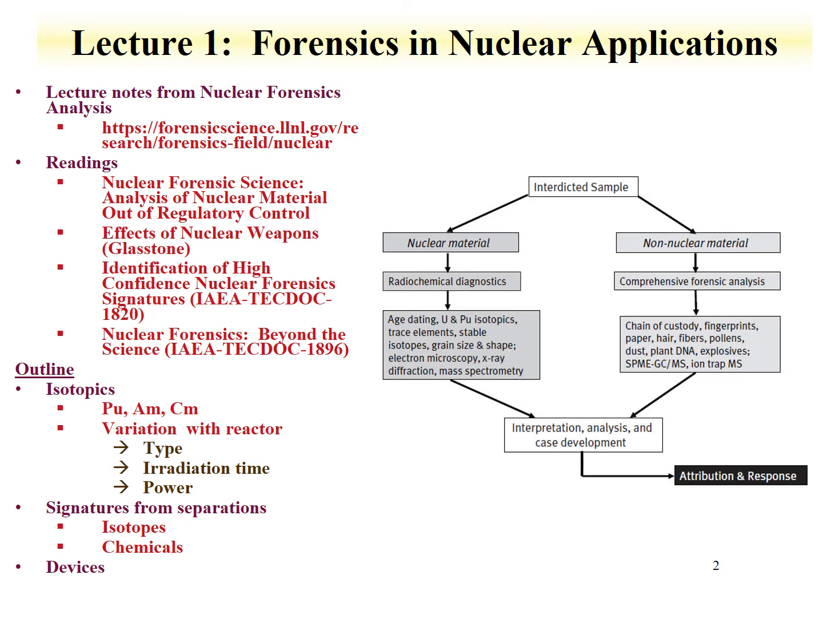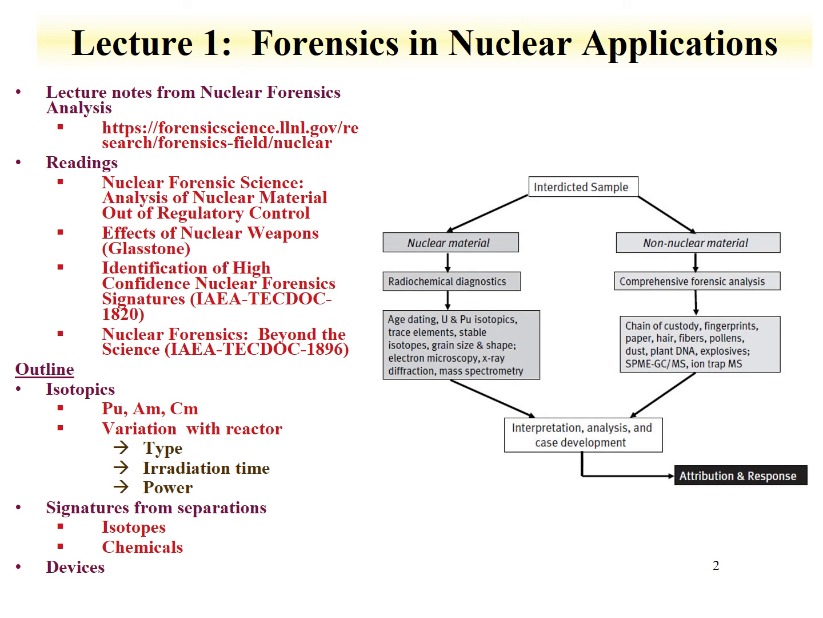The lecture notes are compiled from the textbook Nuclear Forensics Analysis, and information on this book is available from this website. The readings are listed here and start off with Nuclear Forensic Science, Analysis of Nuclear Materials Out of Regulatory Control, which is a good summary of what is in the textbook that's used for these lectures. The other readings include The Effects of Nuclear Weapons by Gladstone and 2 IAEA technical documents, Identification of High Confidence Nuclear Forensics Signatures, and Nuclear Forensics Beyond the Science.